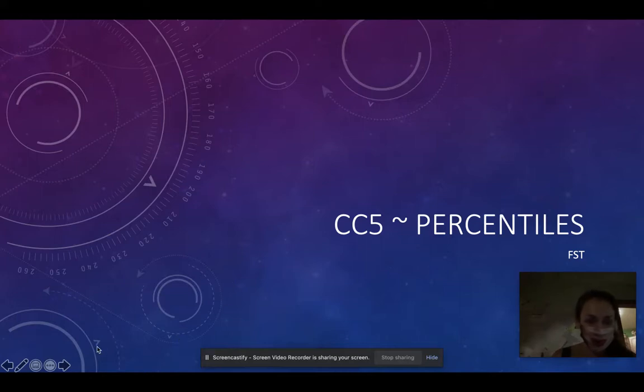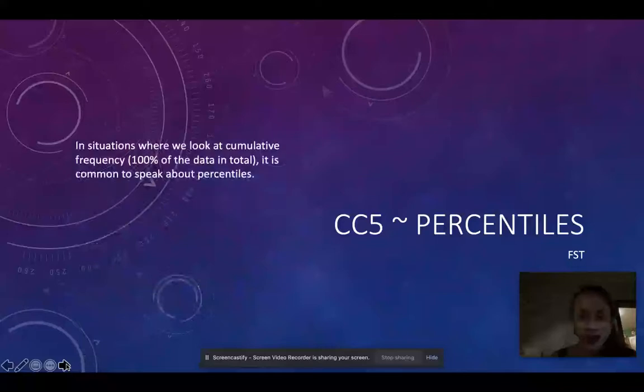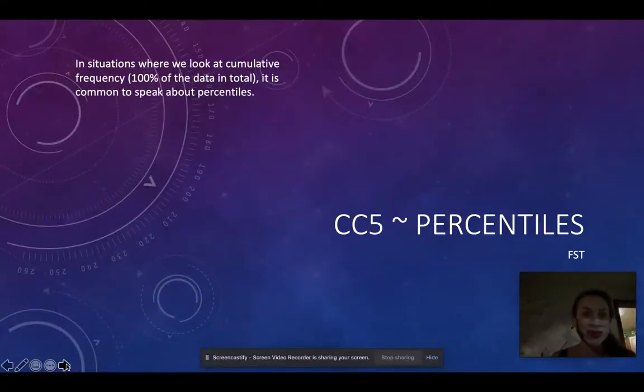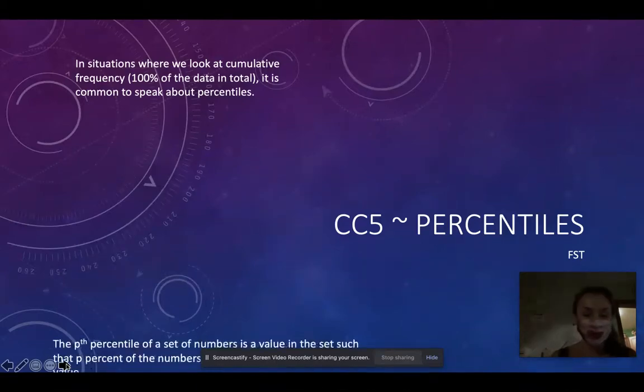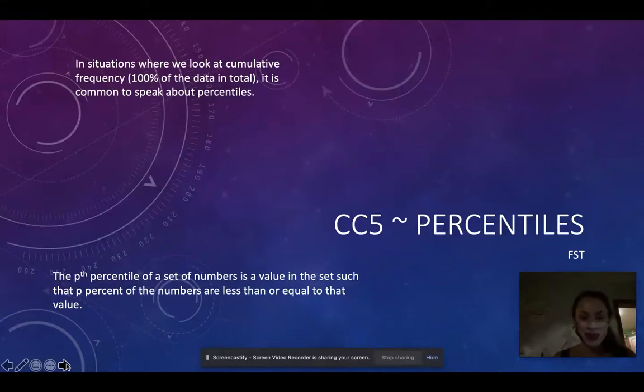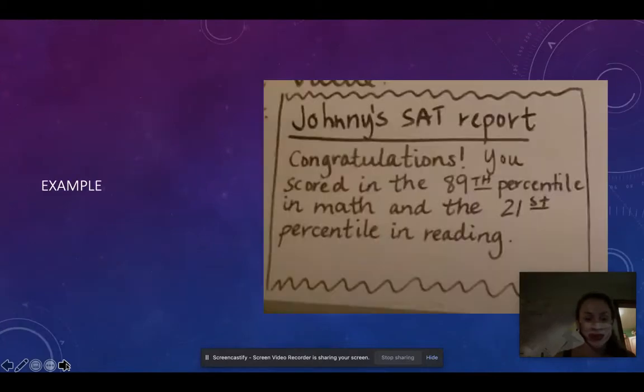Okay, so we are today talking about percentiles. In situations where we look at cumulative frequency, 100% of the data in total, it is common to speak about percentiles. This is really important for real life stuff. The pth percentile of a set and a value is a set such that p% of the numbers are less than or equal to that value.